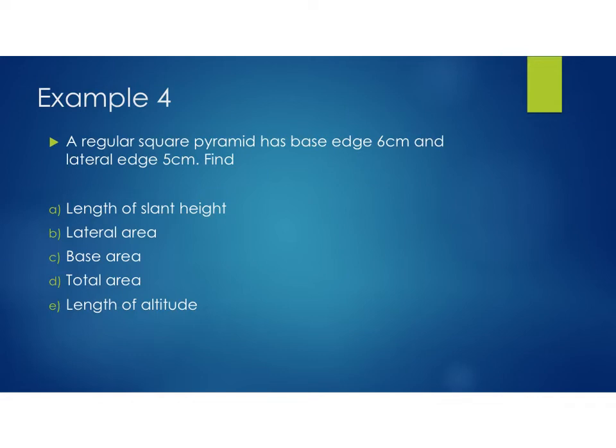So let's first try to find the area of a regular pyramid. And notice it's a regular square pyramid. It's giving us that it has a base edge of 6 centimeters and a lateral edge of 5 centimeters. Now notice a picture was not provided. So be able to draw a picture if only a description of the figure is given.